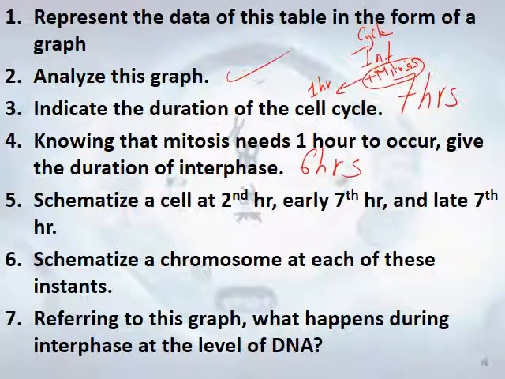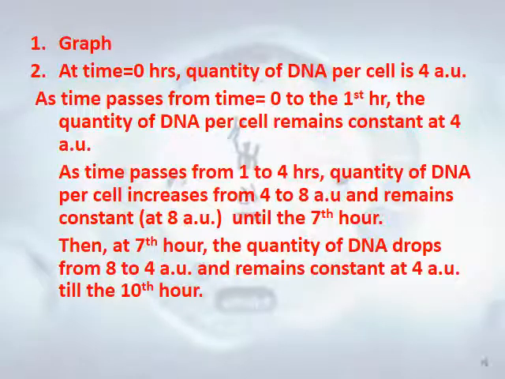Schematize the cell at the 2nd hour, early 7th, and the late 7th. So you have to draw the chromosomes at these times. Schematize the chromosomes at each of these instances, also whether 1 chromatid or 2 chromatids. What happens during interphase? You have to know that during interphase we have duplication or replication of the quantity of DNA per cell. This is the analysis.